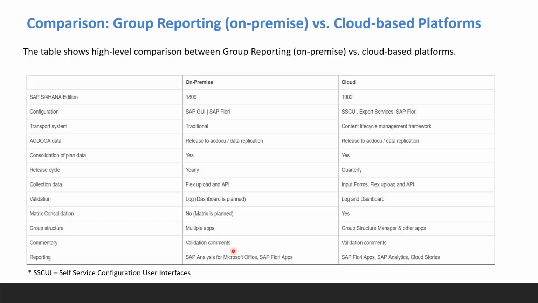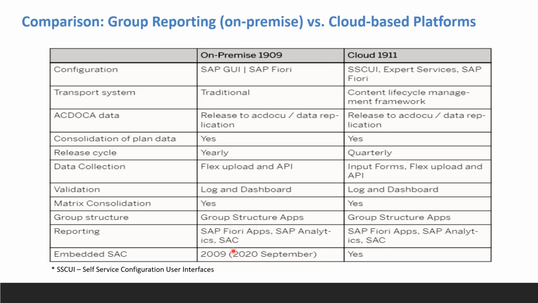And one more change is that initially there is no integration with SAC in the 1809 solution, but from 2009 this embedded SAC is also available on-premise as well.